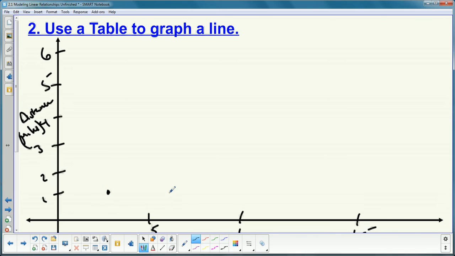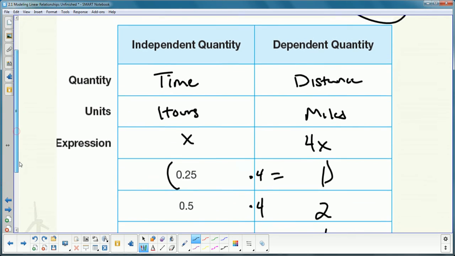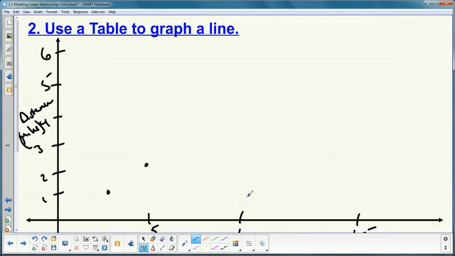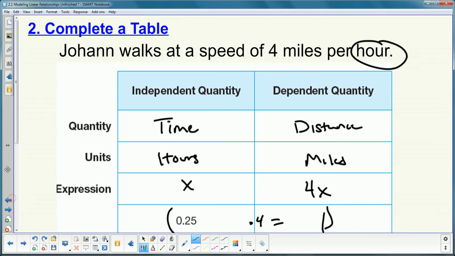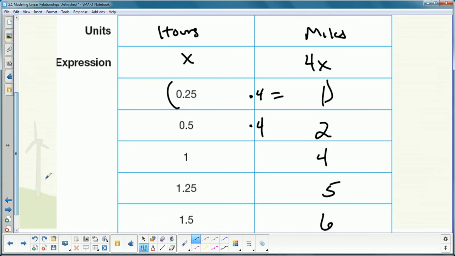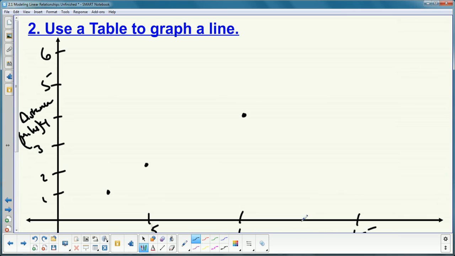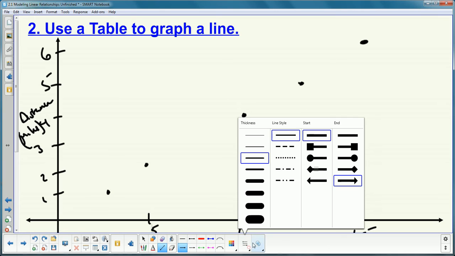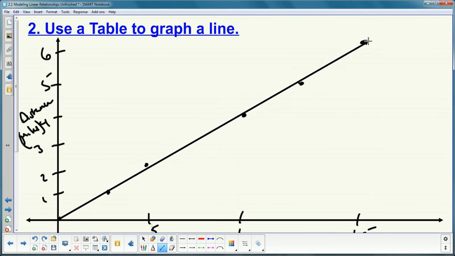0.25 and 1. When we were at 0.5, we had 2. And then, let's see, at 1 we were up at 4. And then, whoops, wrong way. Let's see, 1.25 is 5 and 1.5 is 6. So I'm going to go 1.25 was 5 and 1.5 was 6. Okay, and you'll notice it's not perfect, but if I connect those points, I can draw a line that's going pretty much through all of them.